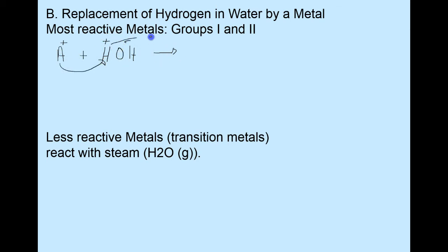Hydrogen is going to come out in its elemental form as H2. Metal A is going to bond with hydroxide and form a metal hydroxide, so you would get AOH. Let's take a look at an example.